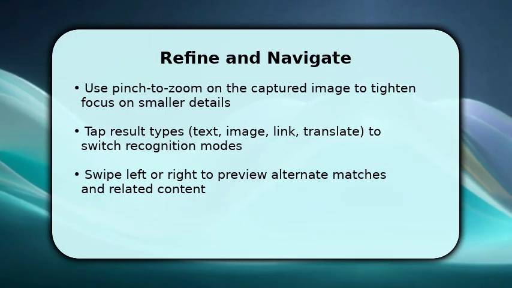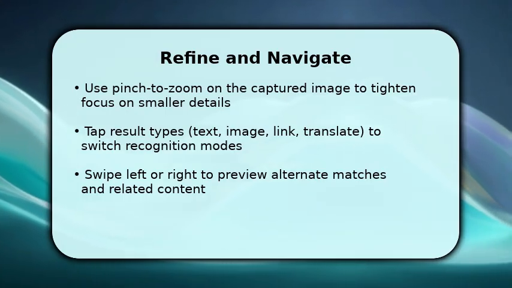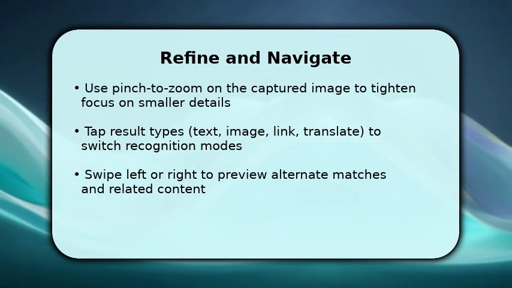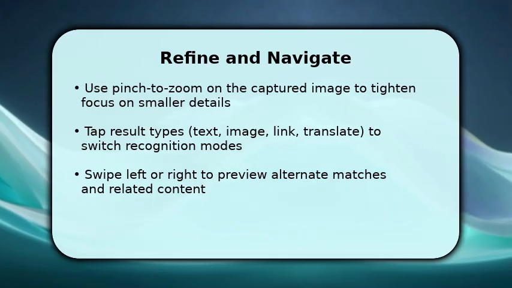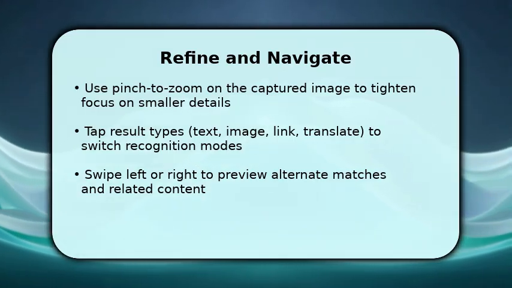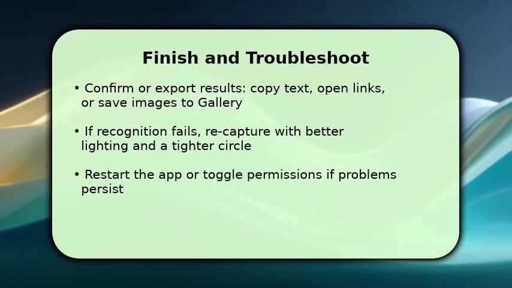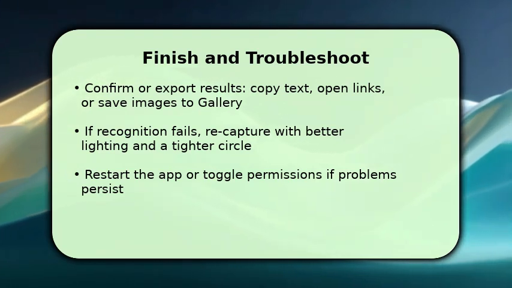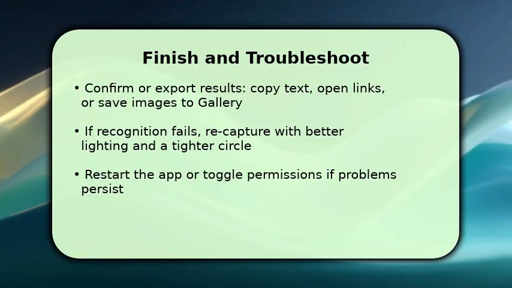Once done, swipe through suggestions to compare matches and use pinch gestures to crop more tightly if results are broad. This step reduces false positives and gets you to the correct item faster. Finish by confirming the best match and choosing an action. Copy text, open a link, or save an image.